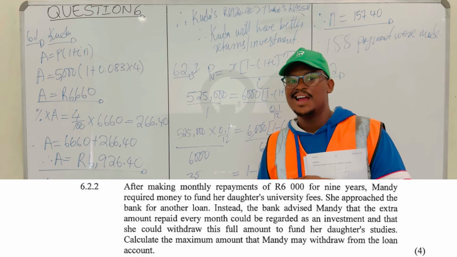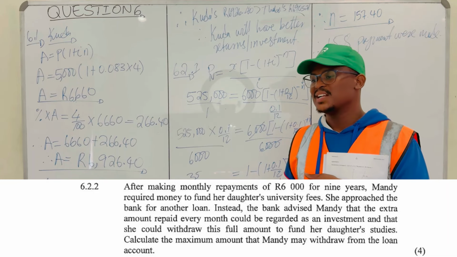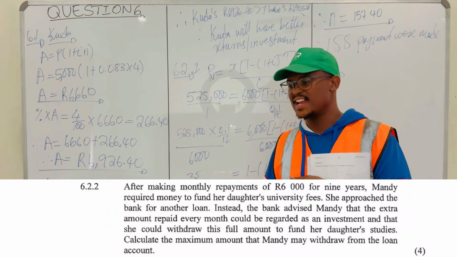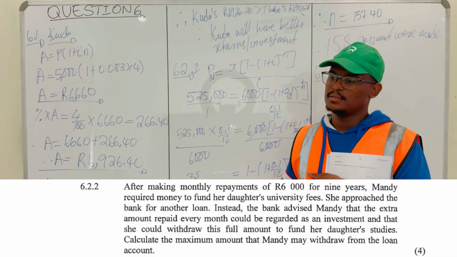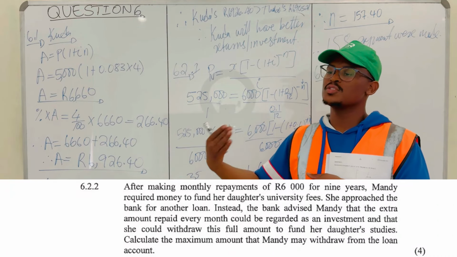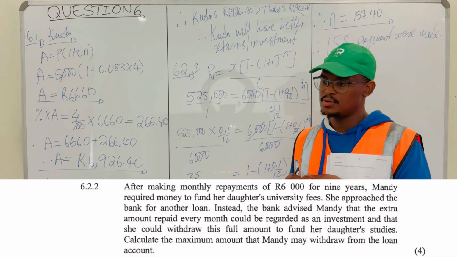No problem. But then the bank advised her not to take another loan, but to consider the extra amount that she's been depositing into that account for 9 years as some sort of investment. As if she was investing into that account, so there's some sort of investment that she can access right now. Do you hear me?